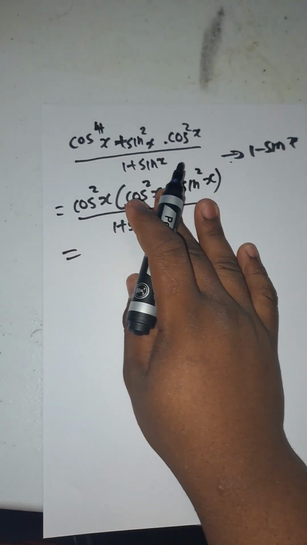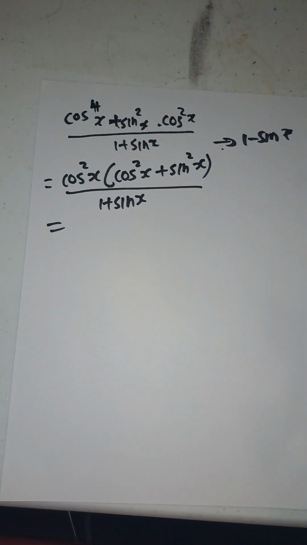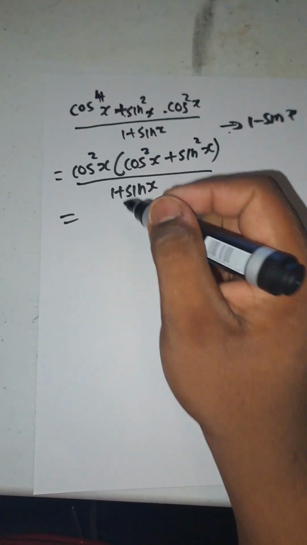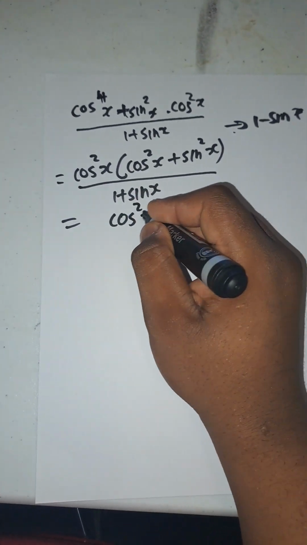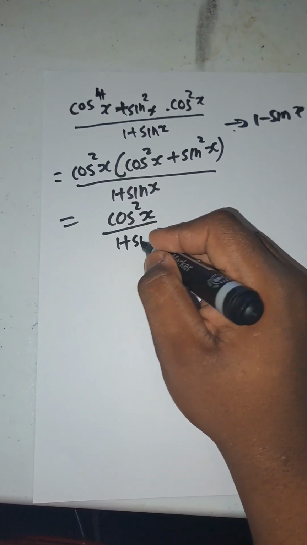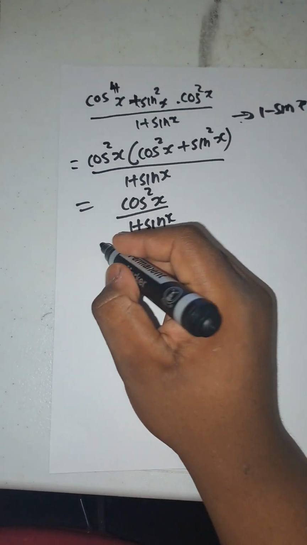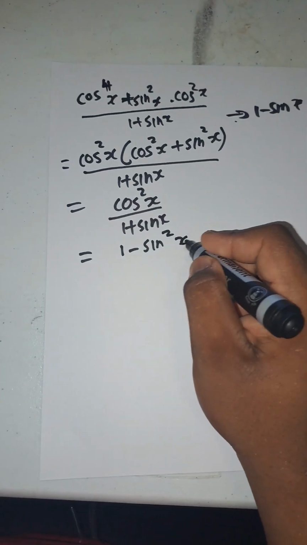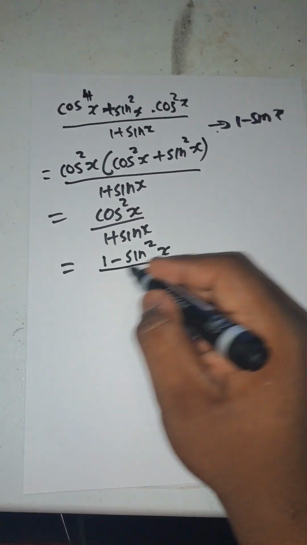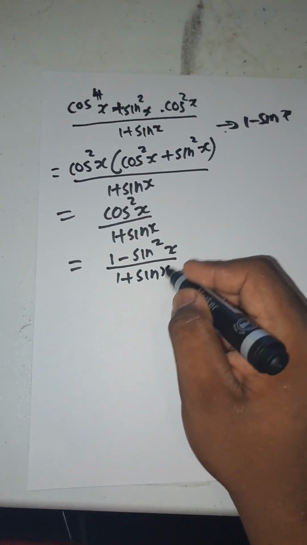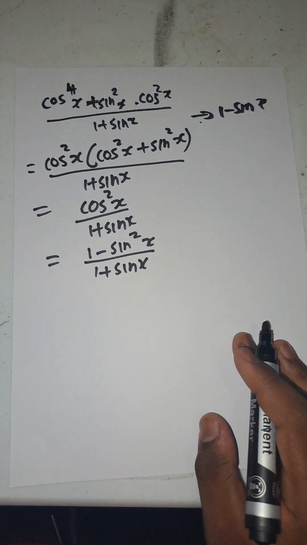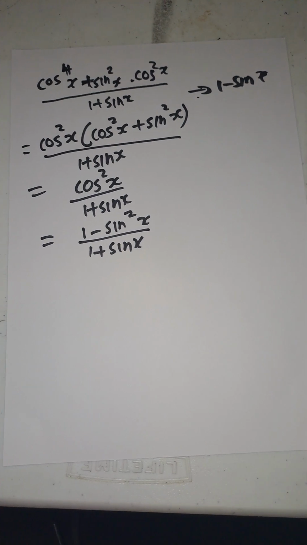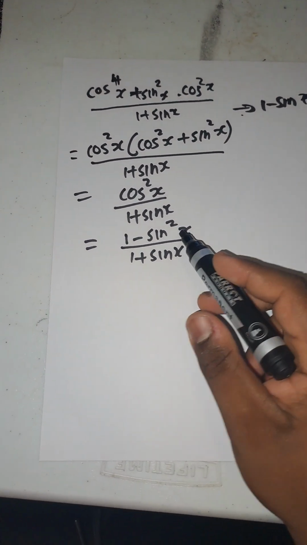From your identity, cos squared x plus sine squared x is equal to 1. So we have cos squared x over 1 plus sine x. Cos squared x can be represented as 1 minus sine squared x. You know that, right? Over 1 plus sine x. Can you see that? Now they said that it must be 1 minus sine x, and as you can see, we can already see it.